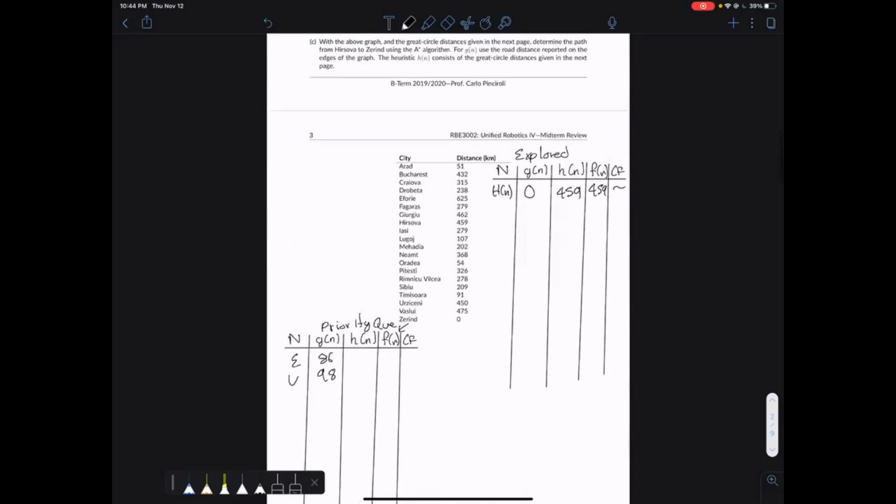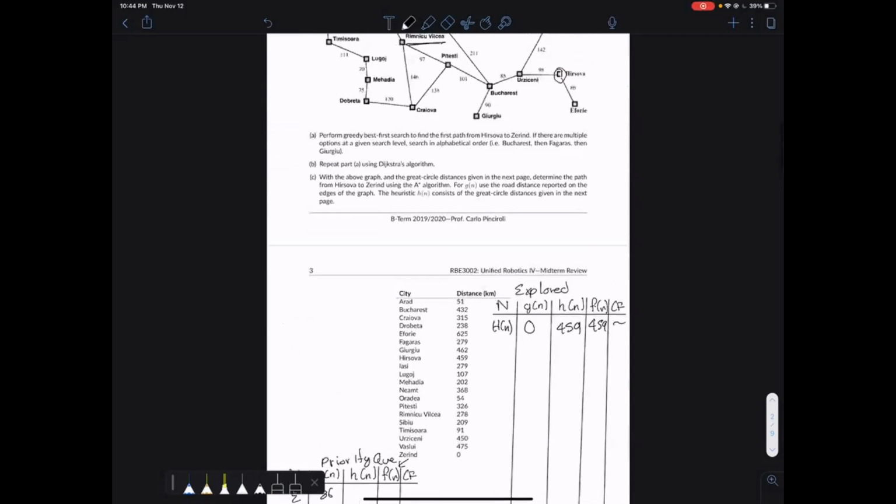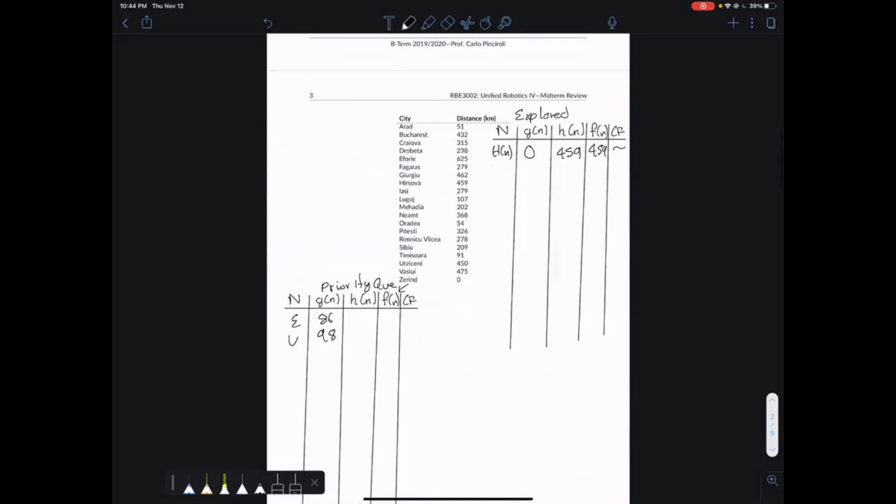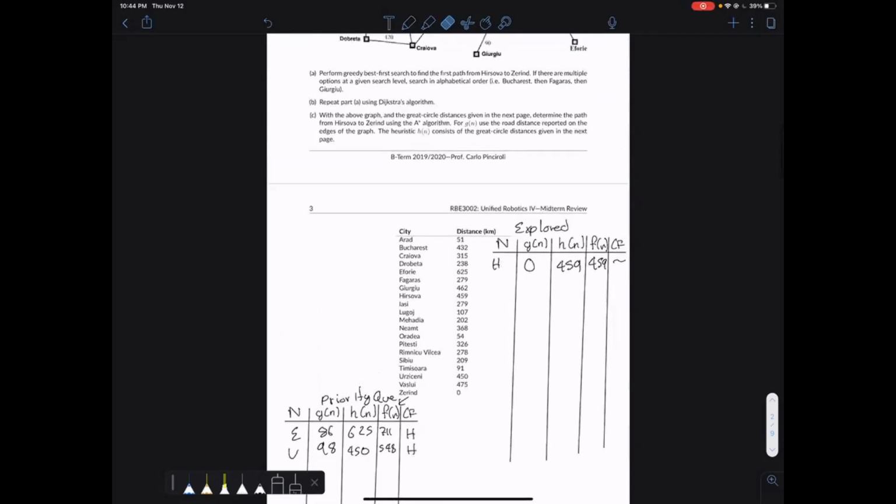And then we look at our H of n. H of n is just going to be from this table right here. So H of n for U is going to be 450. H of n for E is going to be 625. And that means our F of n for each of these, if we do the math, 86 plus 625 equals 711. And the other one is going to be 98 plus 450. And our came from in both these cases is going to be node H. Oh, I wrote G of n here. Sorry.